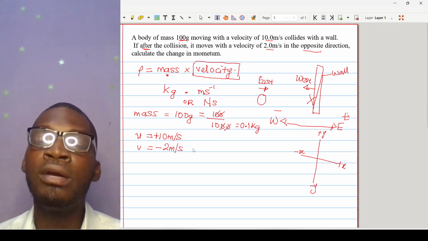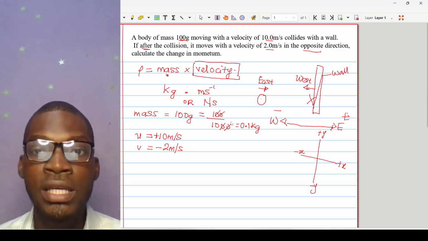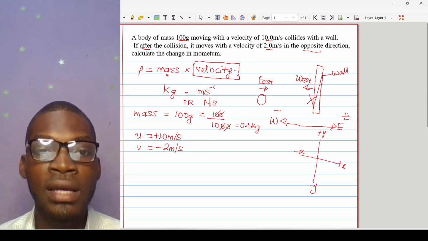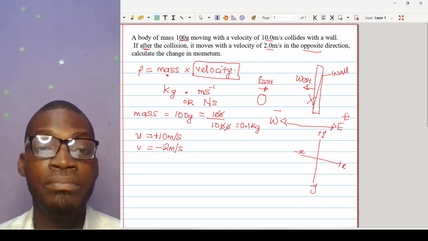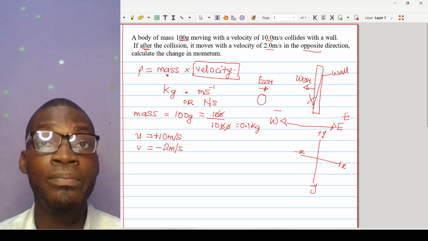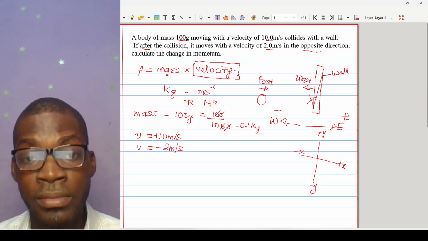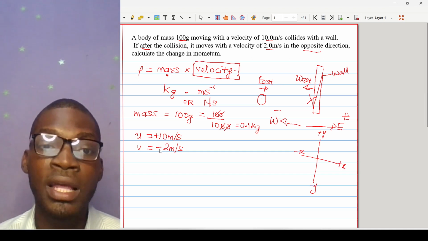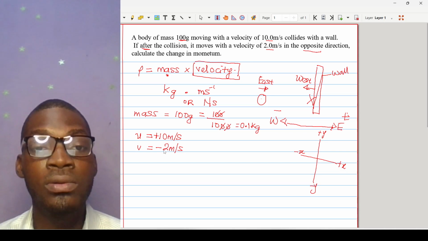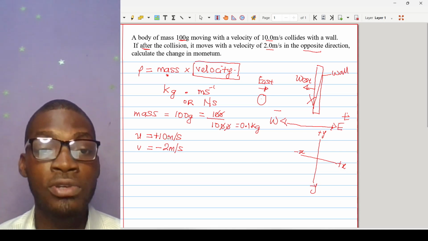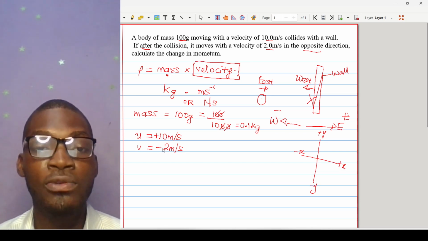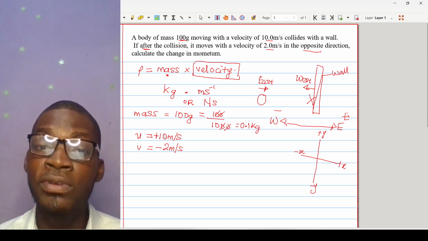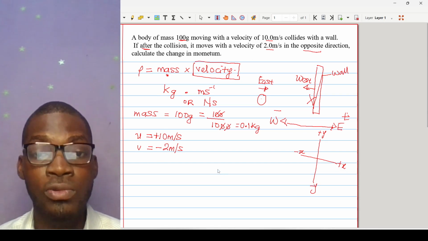Now, one valid question some people will ask is, are this plus and minus arbitrary? Did I put them by choice? Yes, I put them by choice. We could as well have said the 10 will be negative 10, and the minus 2 will be plus. If this is minus, this will be plus. If this is plus, this will be minus. But the sign you pick from the beginning is what you continue with, of course.